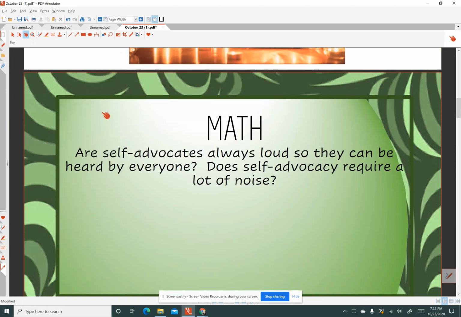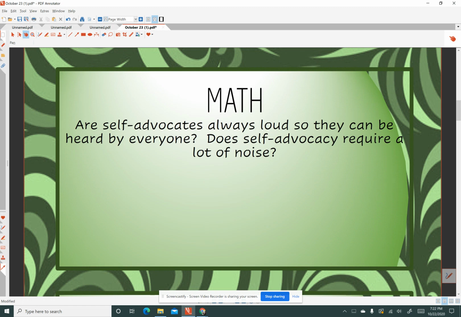You get those circles. So our question today is about self-advocacy. Are self-advocates always loud, boisterous, rude, ill-mannered, so they can be heard by everyone? Does self-advocacy require a lot of noise? Or can self-advocacy be done in a quiet and thoughtful way? So think about that and write a sentence or two about that.